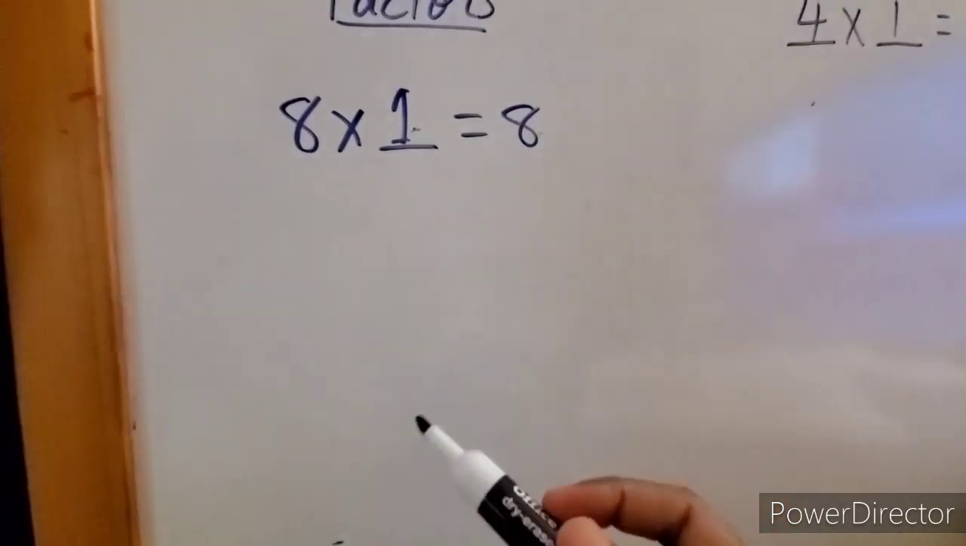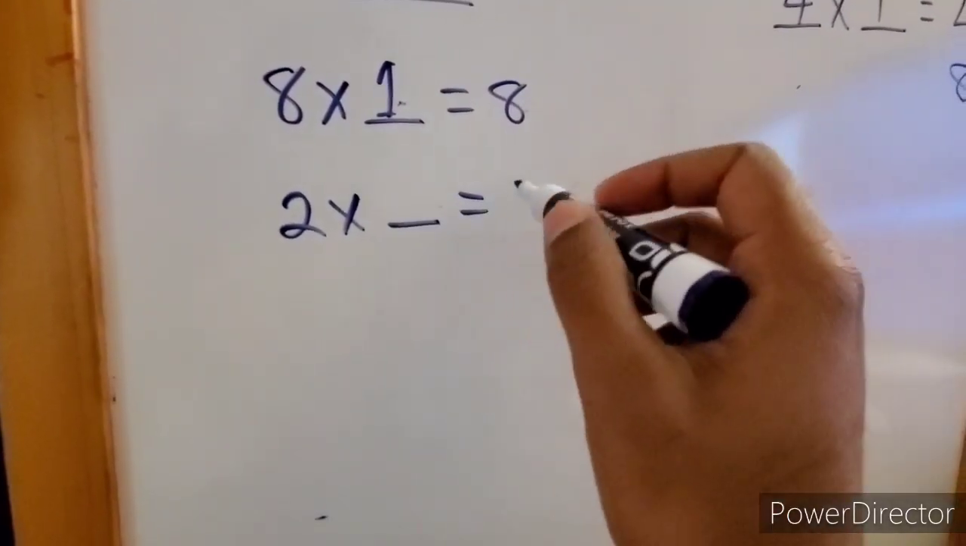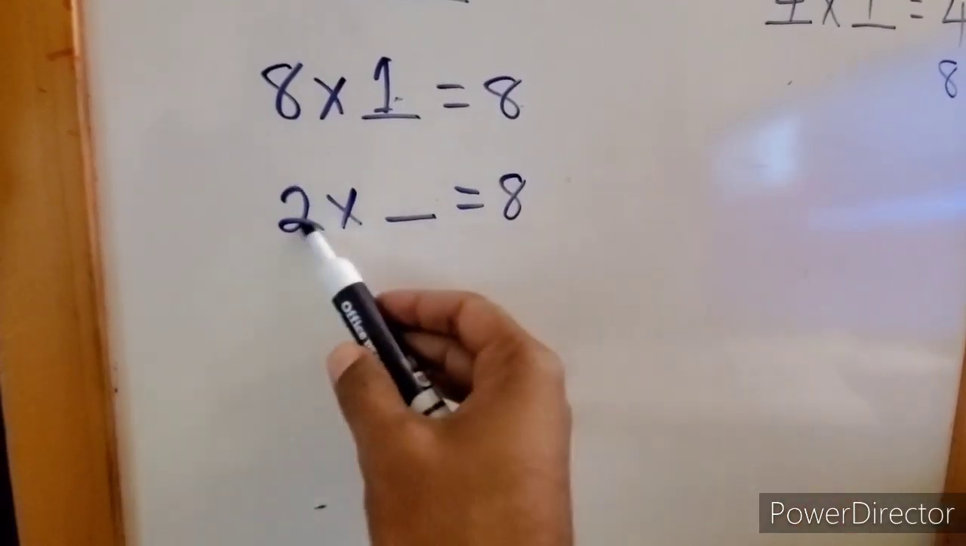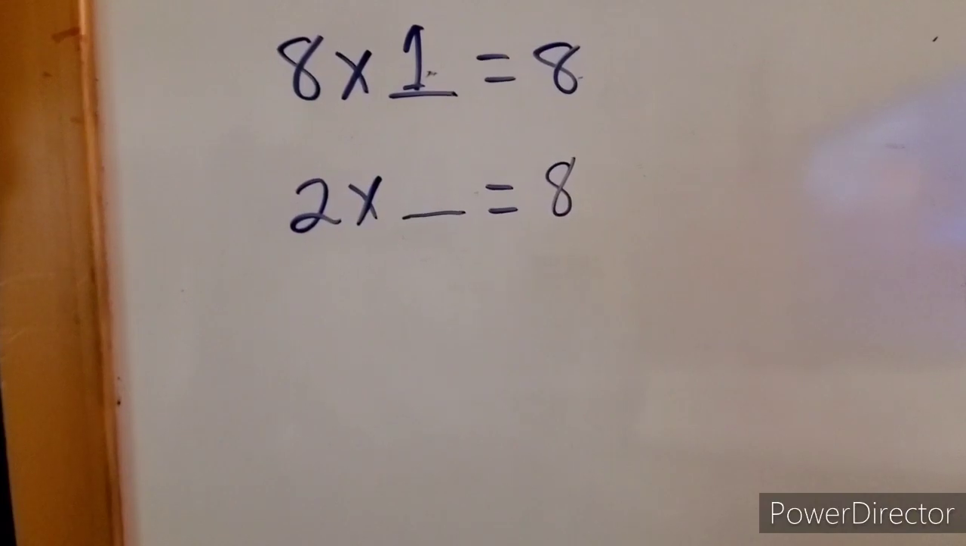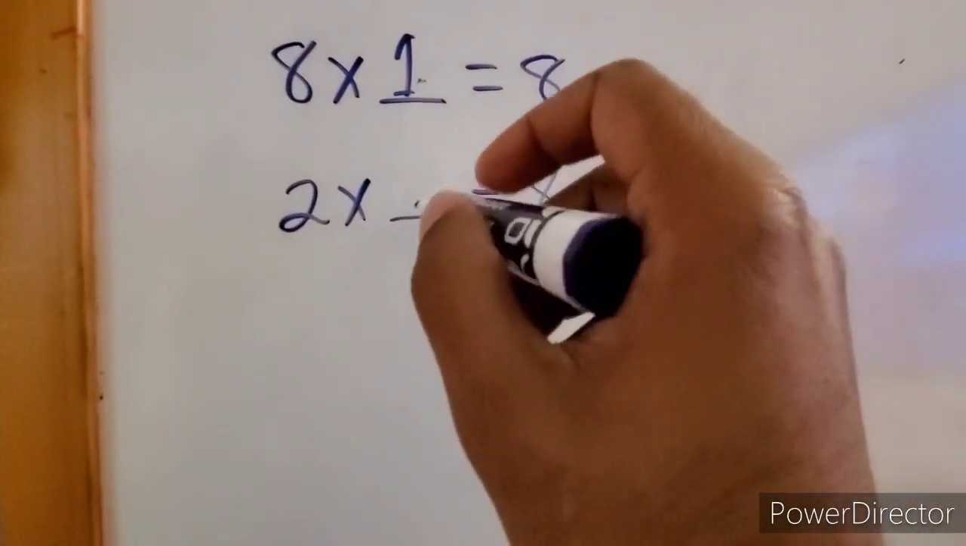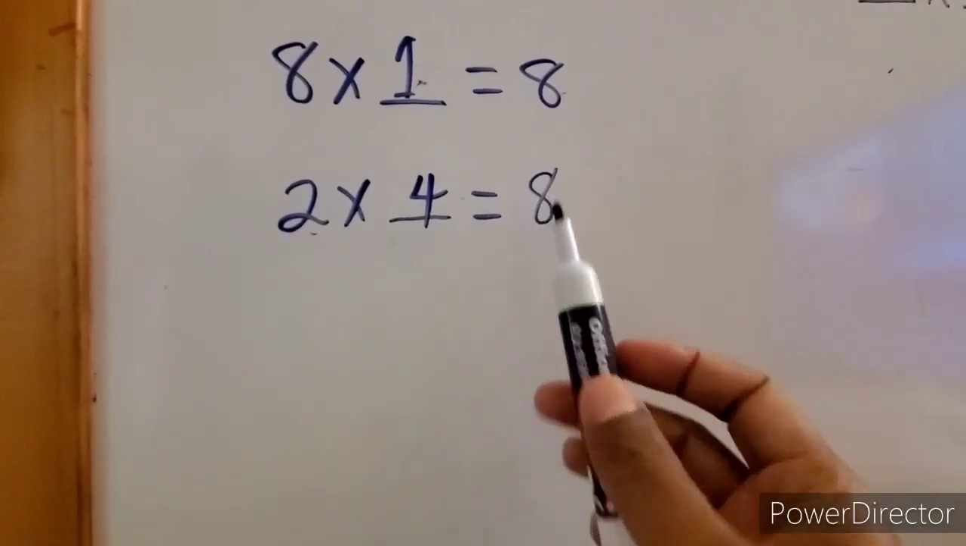Let us go with another one. 2 times blank will give you 8. 2 times blank equals 8. So yes, your answer is 4. 2 times 4 will give you 8.